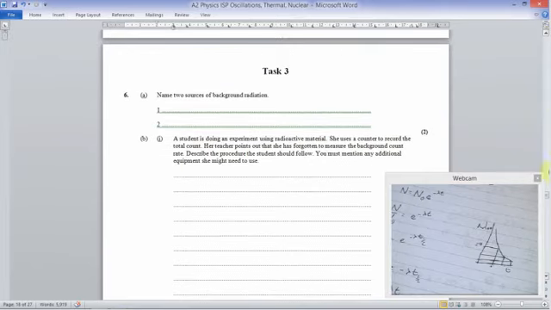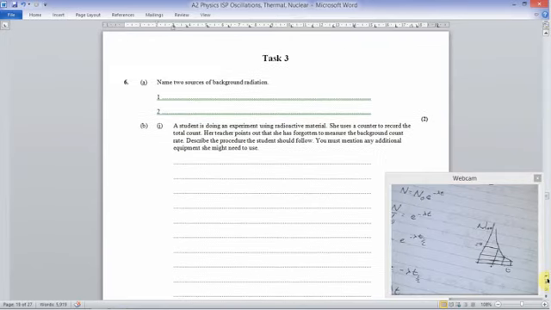Right, name 2 sources of background radiation. So you've got the ideas of hospitals, you've got rocks in the ground, you've got cosmic rays, you've got food, you've got nuclear power industry, you've got the atmosphere, you've got medical uses, nuclear weapons testing, the sun, radon gas, any of those are fine.